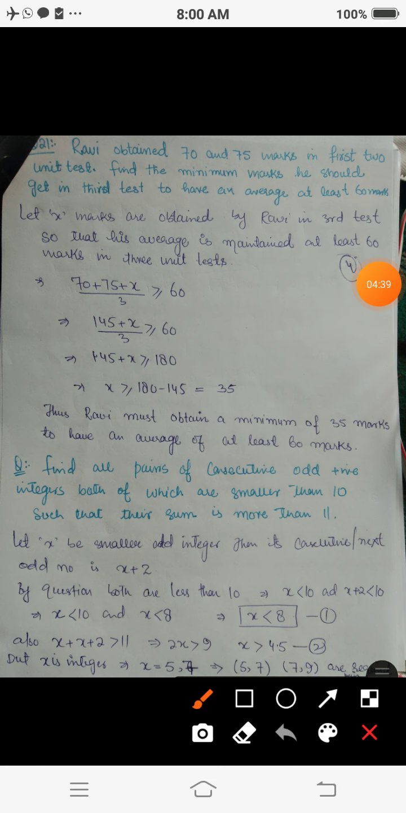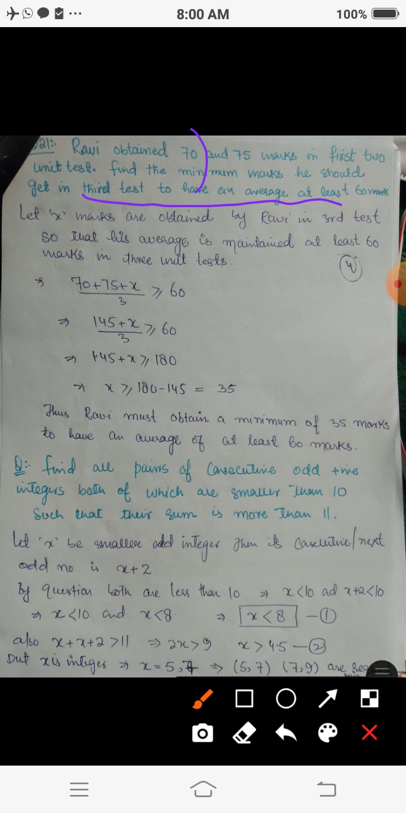Now the problem which we have to solve through this linear inequation is question 21. Ravi obtained 70 and 75 marks in the first two unit tests. We have to find the minimum marks he should obtain in the third test to have an average of at least 60 marks.